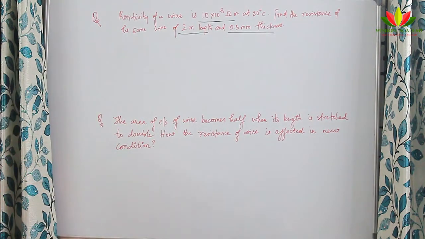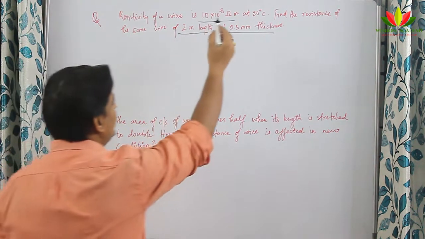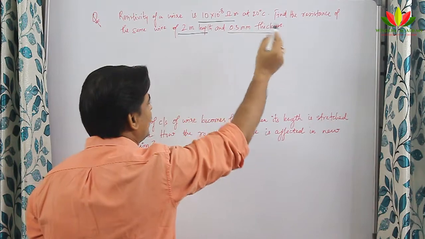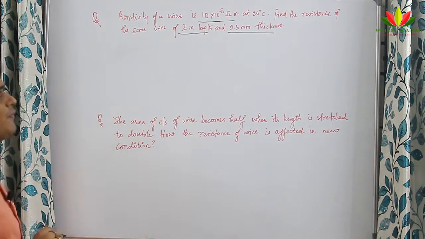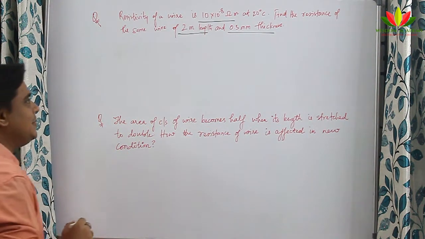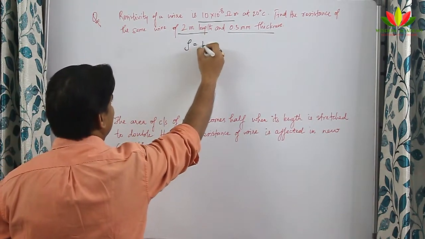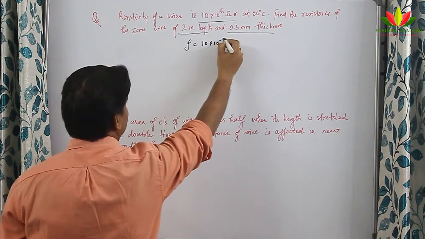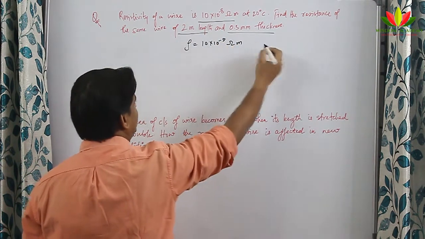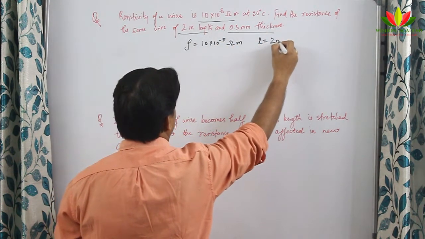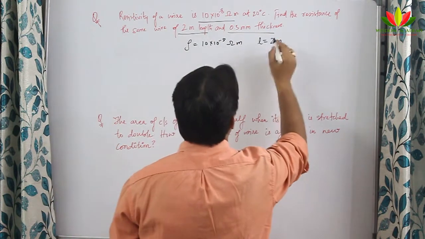The question is: the resistivity of a wire is 10 to the power minus 8 ohm meter at 20 degrees Celsius. Find the resistance of the same wire of 2 meter length and 0.3 millimeter thickness. So what is given here? Resistivity is given, 10 into 10 to the power minus 8 ohm meter. Length of the wire is given, 2 meter. And thickness is given.